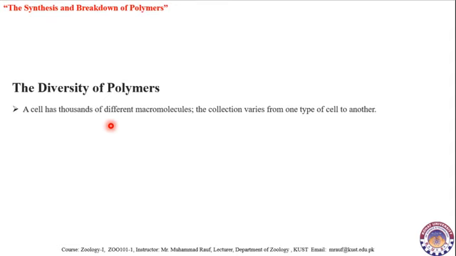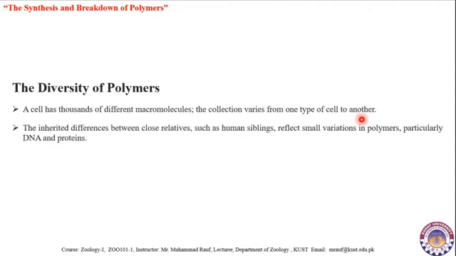A cell has thousands of different macromolecules. The collection varies from one type of cell to another. The inherited differences between close relatives, such as human siblings, reflect small variations in polymers, particularly DNA and protein. So there are phenotypic differences between organisms, and this is because of minor changes at the DNA level. These minor changes are then expressed in the proteins, and proteins in turn control the phenotypes.